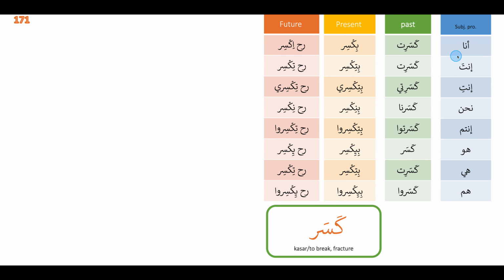The future tense. Ana rah ikser. Inta rah tikser. Inti rah tikseri. Nahna rah nikser. Intu rah tikseru.